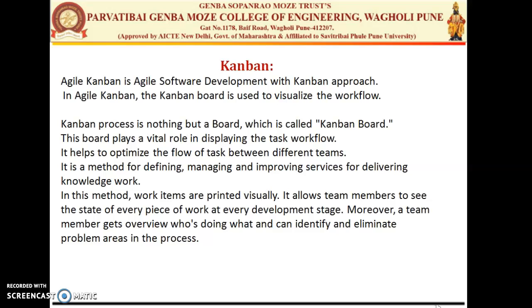Then the third element is work in progress. The work in progress is nothing but your limit on the particular cards. How many cards should be placed on the column, that is your WIP, also called work in progress. So a column with a WIP limit of 3 cannot have more than 3 cards on it.